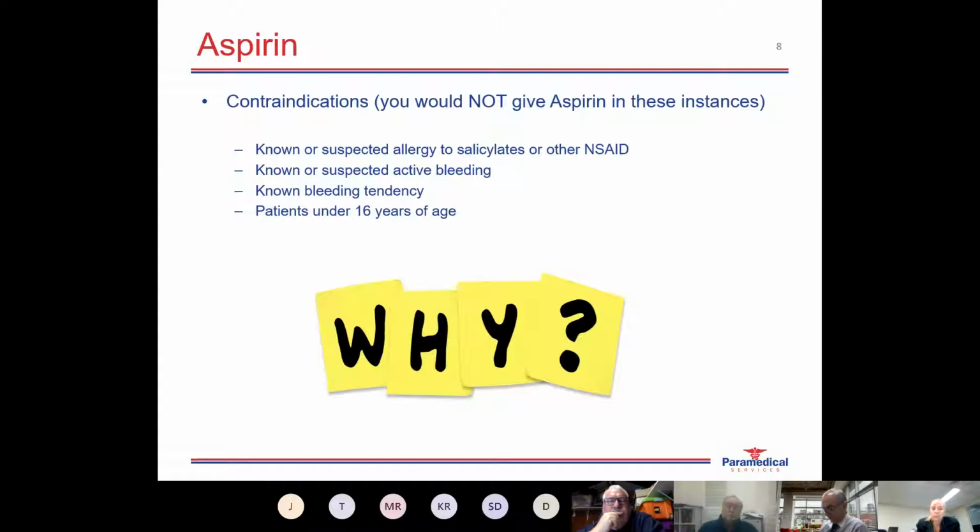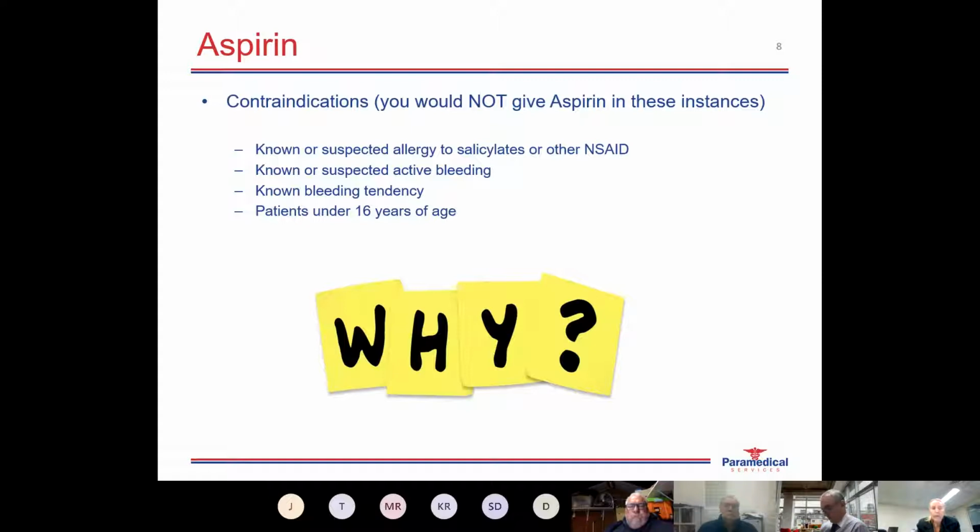Even if we do have a patient with suspected myocardial infarction. We have 4 contraindications at paramedical services. And again, these are things that you should be learning because this is what you're going to be tested on. So the first one is known or suspected allergies to salicylates or other non-steroidal anti-inflammatory drugs.